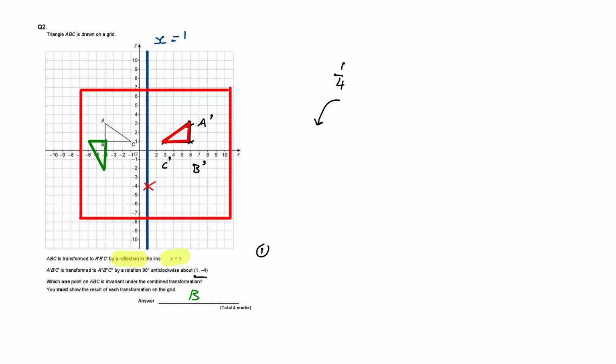The question says you must show the results of each transformation on the grid. I've done that. That's the first one. That's the second one. And that, guys, is 4 marks. The sort of thing, guys, that if you practice it, it becomes really, really easy. There's nothing complicated here. It's just practicing the questions and becoming familiar with the questions.